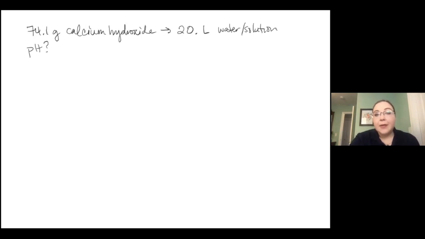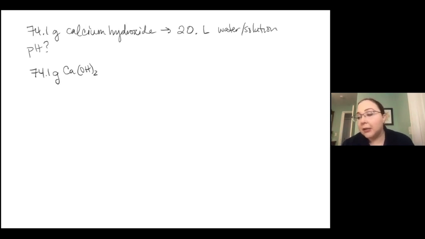Okay, so for this one, we know in order to get pH, we're going to need concentration of hydrogen ions, but we've got calcium hydroxide, so we're going to have to start with our concentration of hydroxide ions. So the first thing we've got to do is figure out how many moles we have of calcium hydroxide. So we do need to know the formula Ca(OH)2 for our calcium hydroxide. And it turns out 74.1 is actually the molar mass of calcium hydroxide. So this is just 1 mole of calcium hydroxide.